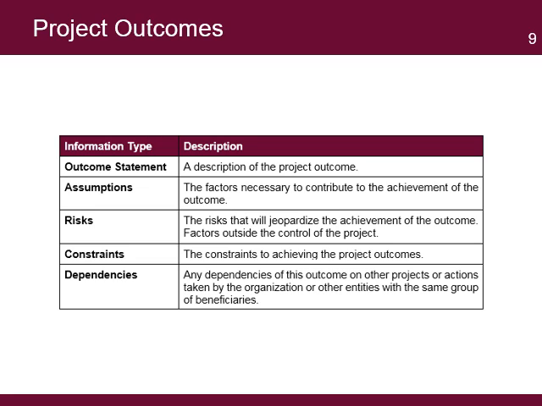Project outcomes are the effects of the project outputs. This information includes assumptions, or the factors necessary to contribute to the achievement of the outcome. The assumptions are the conditions necessary for the achievement of the outcomes. These are the factors that are outside the control of the project. The risks that might jeopardize the achievement of the outcome, the constraints to achieve the project outcomes, and any dependencies of this outcome with other outputs, projects, or actions taken by the organization or other entities with the same group of beneficiaries.